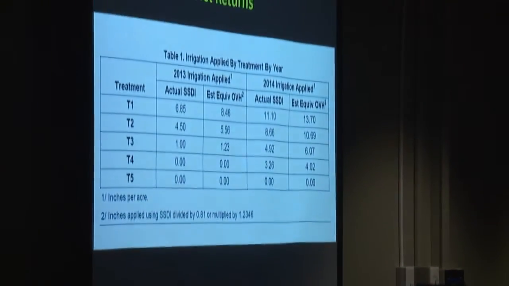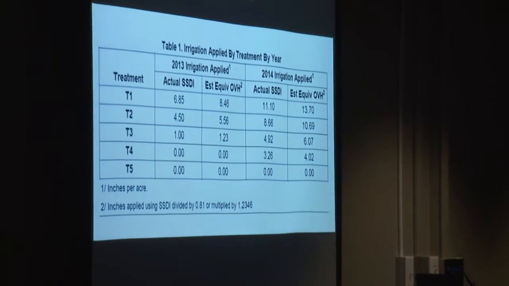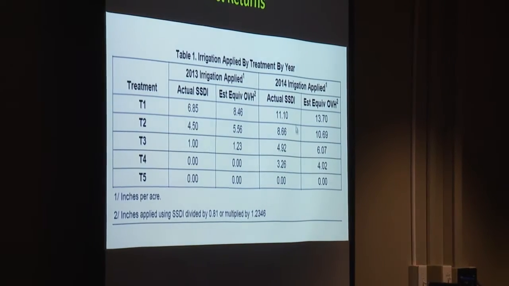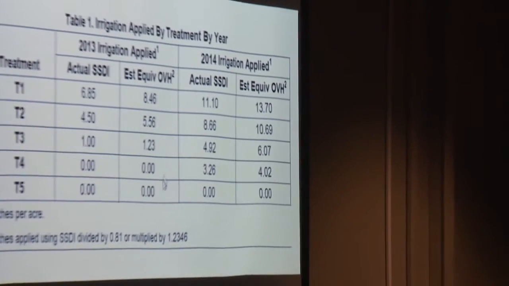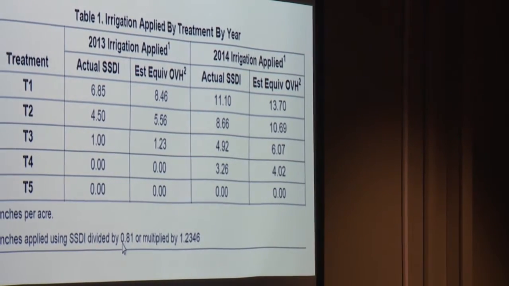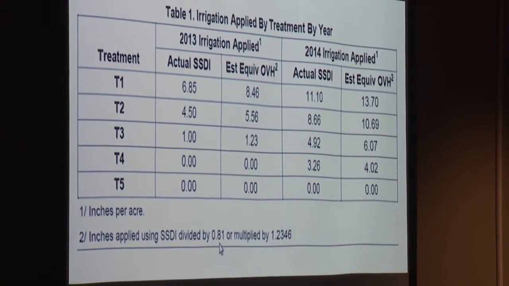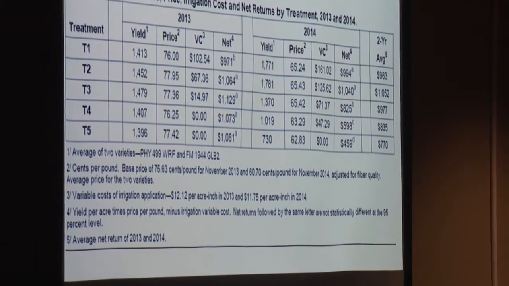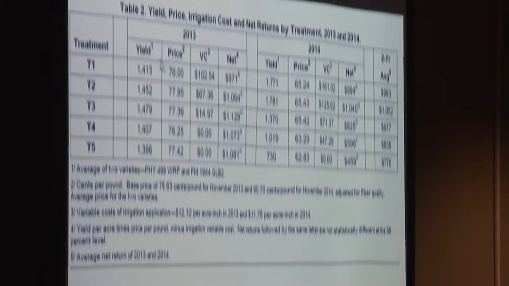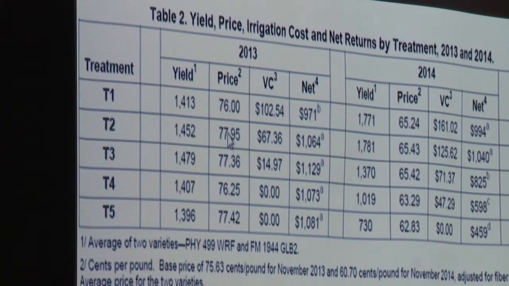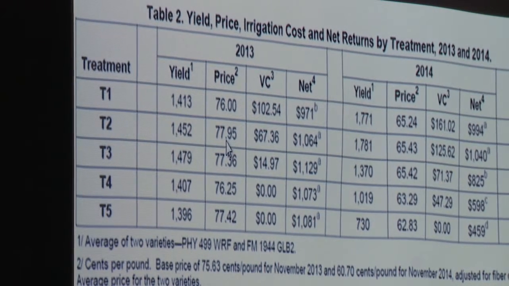I worked with Don Shirley on this, and the first thing he did, because most of his numbers are calculated based on pivot irrigation, was convert the amount of water applied to what would have been applied using an overhead system, just based on the efficiencies. And if we look here, we look at our yield, you look at the price. So the highest price we got was, again, in treatment 2. That's adjusted for fiber quality.